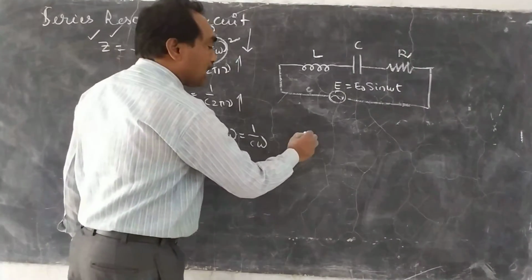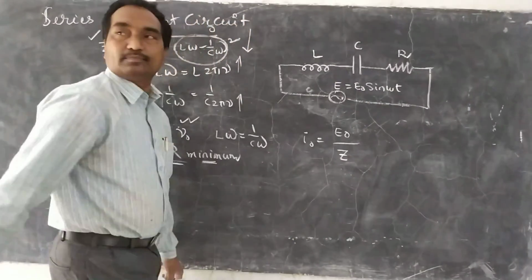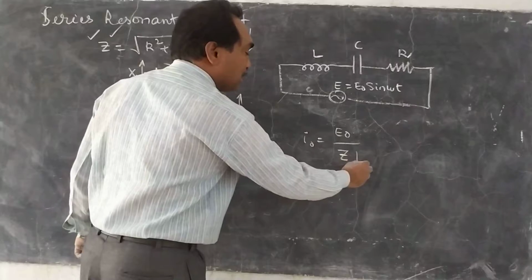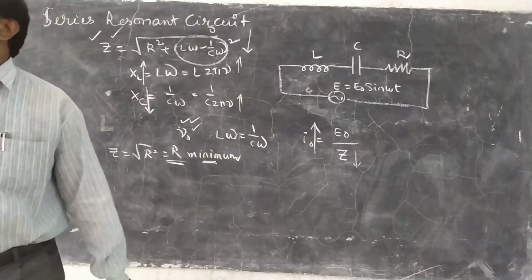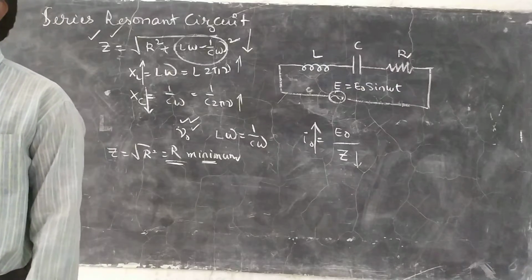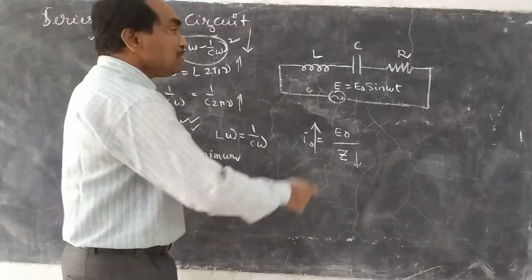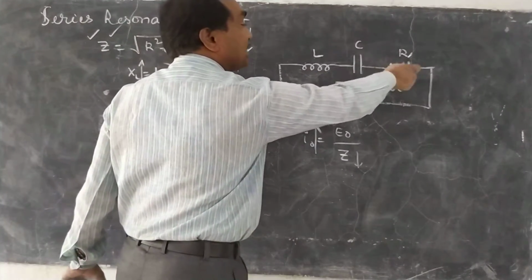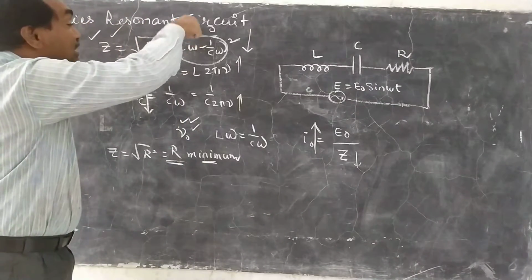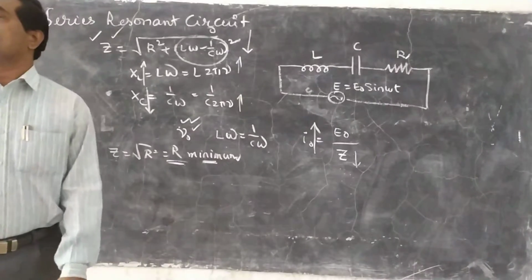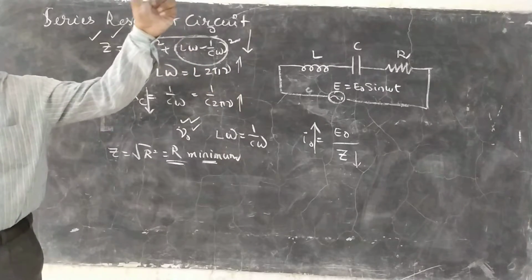Because we know the current I naught is equal to E naught by Z. Z minimum means current increases. This frequency is called the resonant frequency. We know all these components are connected in series, so this is called the series resonant frequency, and this circuit is called the series resonant circuit.